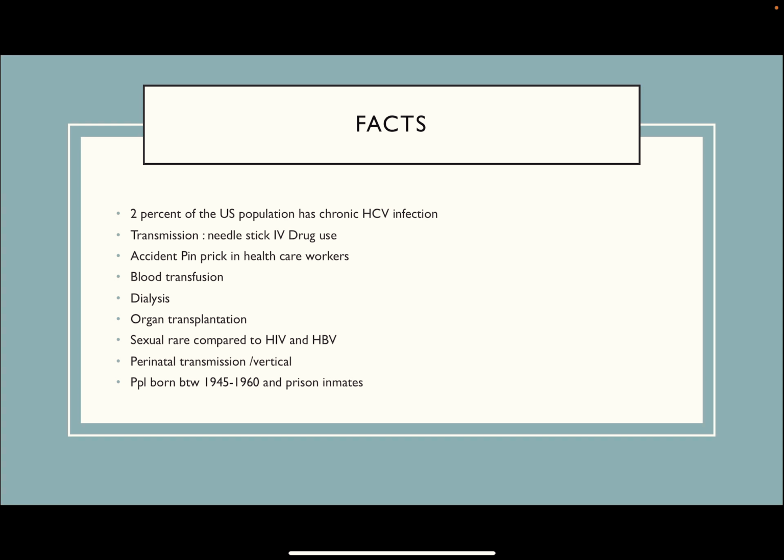This date is given here because when these people were born and when they were around, let's say, in their teenage years, that was the time when the transmission was highest. So in this age group, you should assume that they can have hepatitis C if they have liver cirrhosis and symptoms like that.